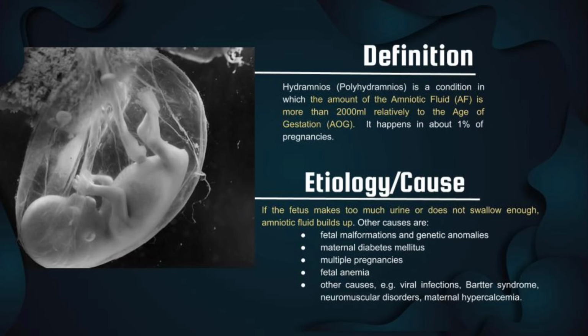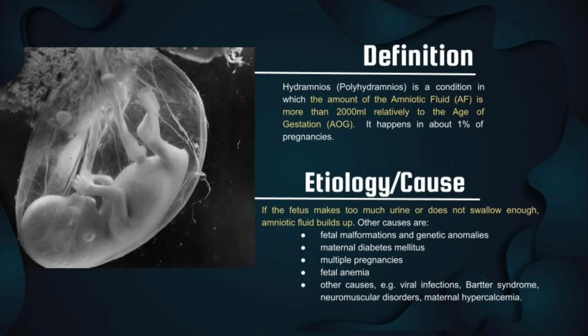So for the etiology and causes, the amount of fluid increases until the 36th week of pregnancy. After that, it slowly decreases. If the fetus makes too much urine or does not swallow enough, amniotic fluid builds up. This causes hydramnios. Other causes are related to underlying diseases such as fetal malformations and genetic anomalies, maternal diabetes mellitus, multiple pregnancies, fetal anemia, and other causes, for example viral infections, Bartter syndrome, neuromuscular disorders, and maternal hypercalcemia.